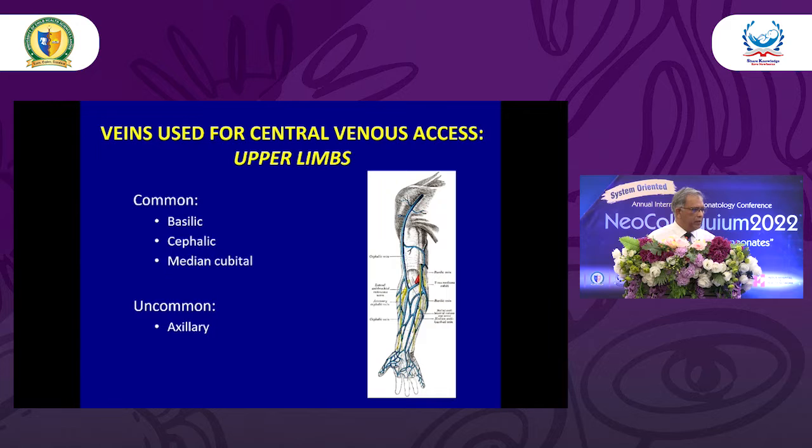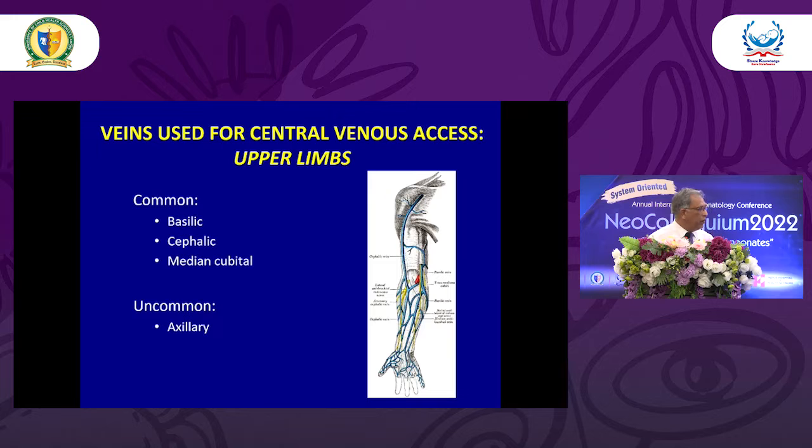The veins used for central venous access may be in the upper limbs, head and neck, or lower limb. In the upper limb they are the basilic, cephalic, and median cubital veins. The easiest one is the right basilic vein. It is straight.